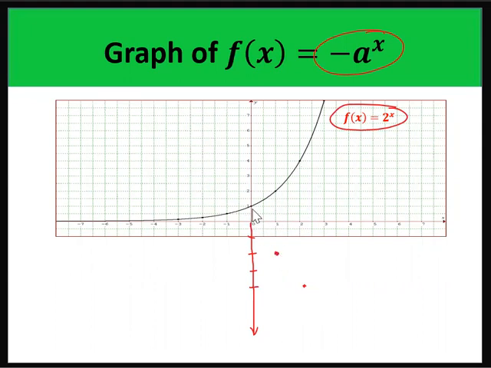And then this point here will be reflected along the x-axis, so we have this point here. And this point will be reflected going here. And then this one will be reflected here, and so on and so forth. So that's why we get this particular graph of g of x is equal to the negative of 2 raised to x.